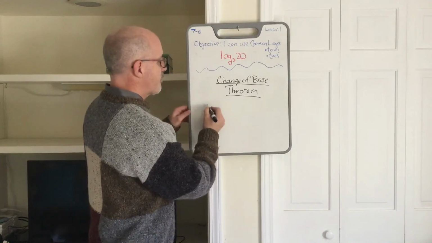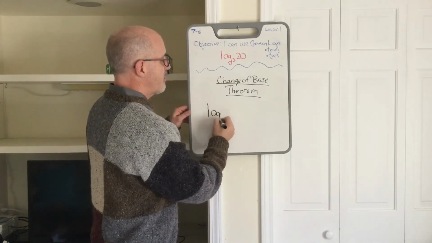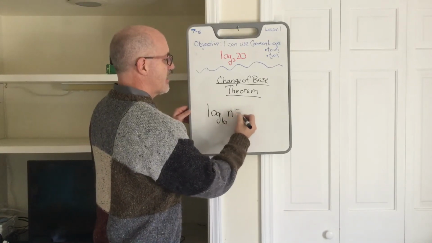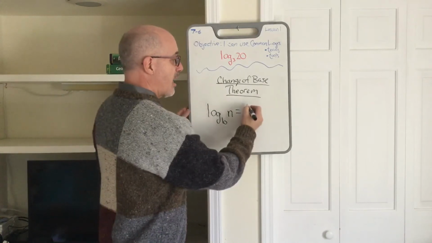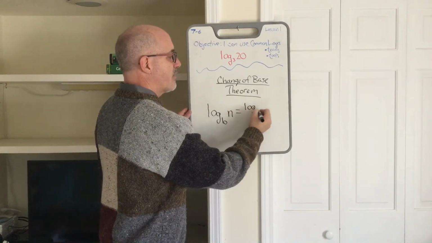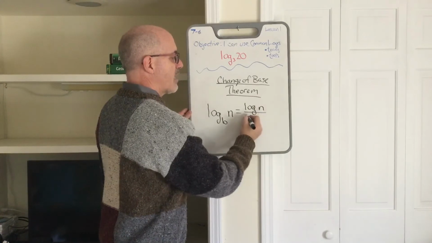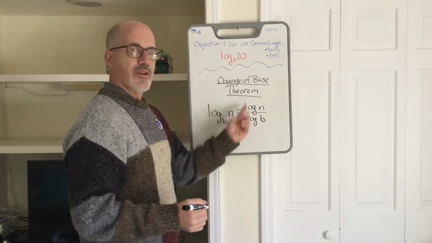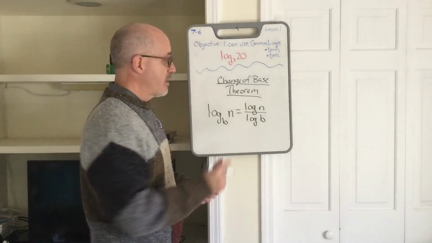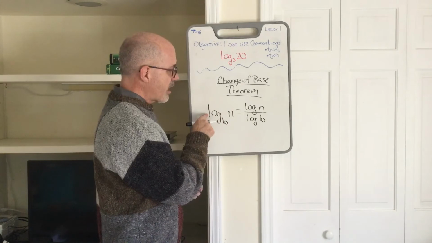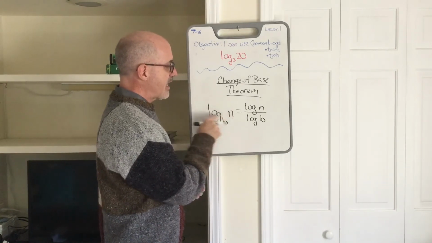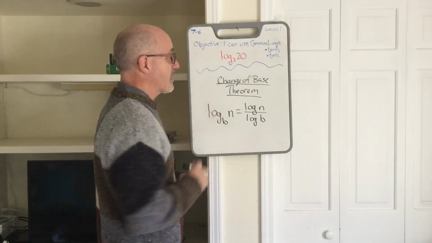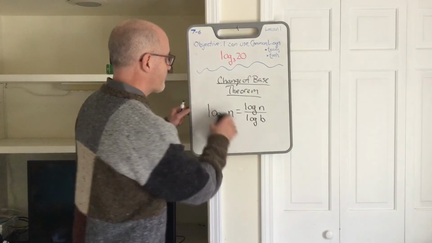The change of base theorem tells us that if we have log base b of, let's say, n, that's going to equal the common log of n over the common log of b. And these we can use our calculator for. So this tool, taking the common log of the number on the inside and the common log of the base, will help us do a problem like this. So let's solve this problem.